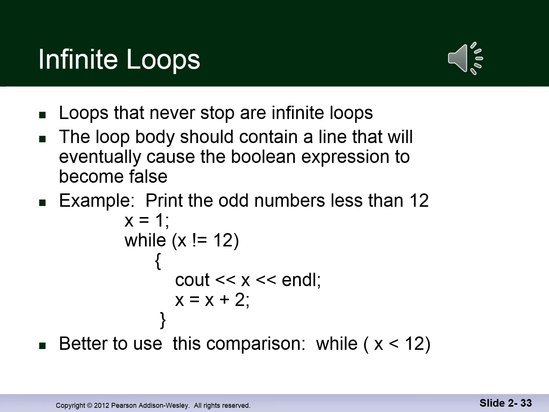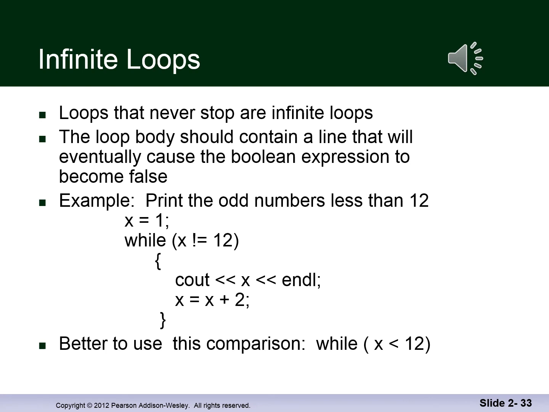Here's an example. Print the odd numbers less than 12. So we start with x equals 1, and then the expression being evaluated is, well, x does not equal 12. Execute the body of the loop. And we cout x, end line, and then we increment x by 2. X equals x plus 2.